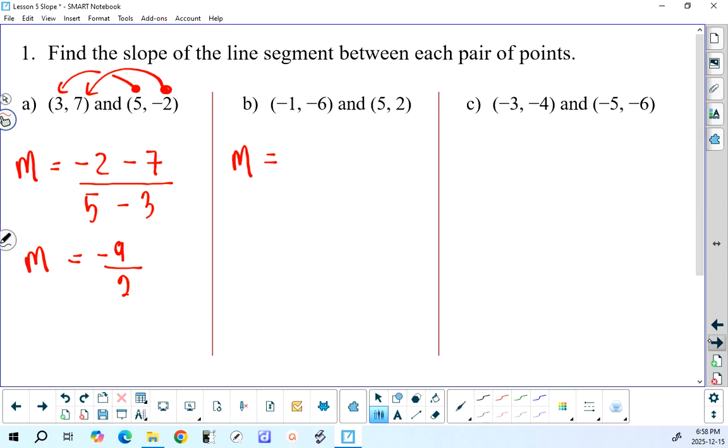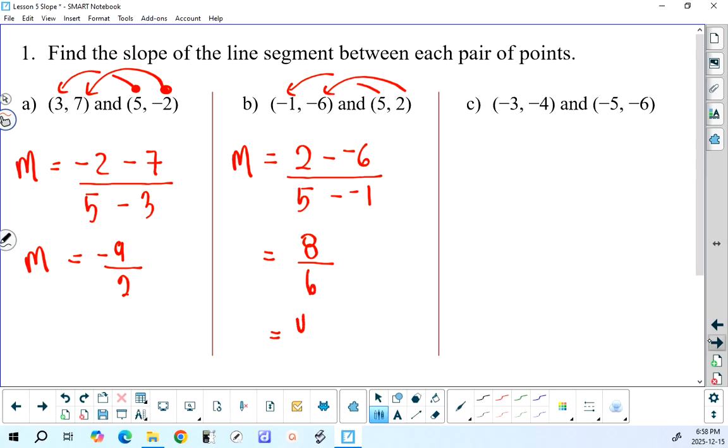Our slope here will be 2 minus negative 6 over 5 minus negative 1. Like anything else that we've been dealing with lately, you need to be very careful about what you do with your negatives and make sure that you have them written in properly. 2 minus negative 6 is on the top, and that gives us 8. On the bottom, we have 5 minus negative 1, which is 6. This reduces down to 4/3. So the slope of this line is 4 over 3.